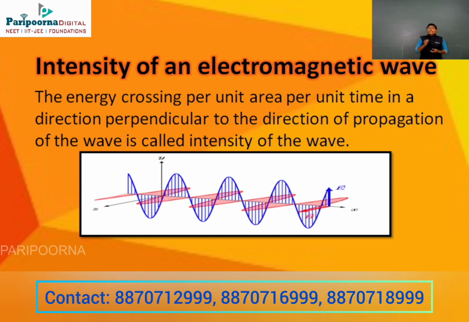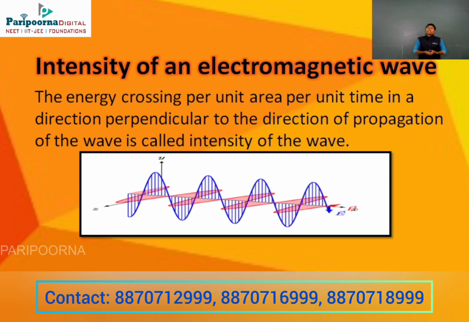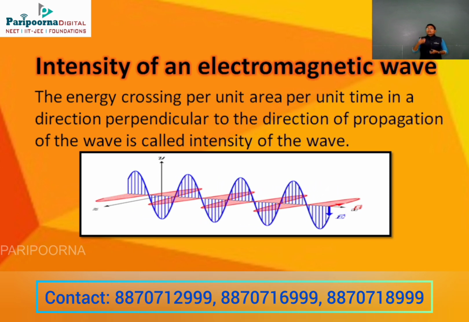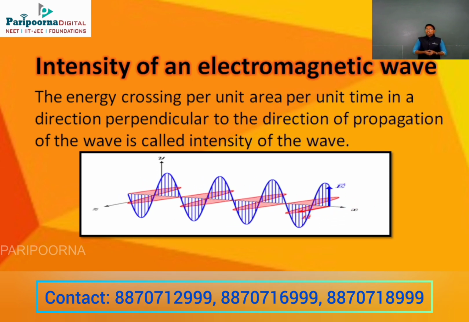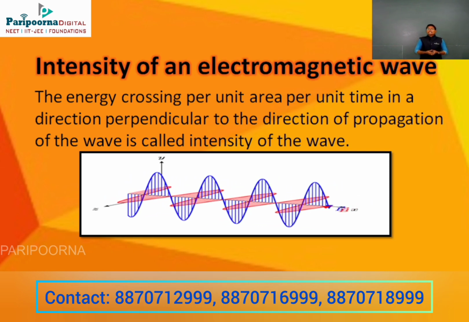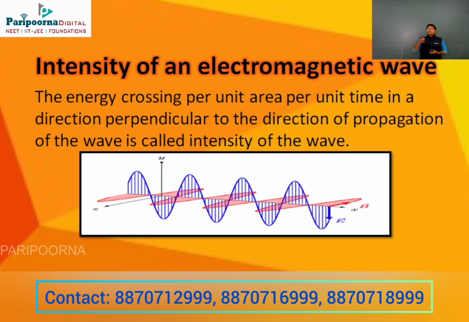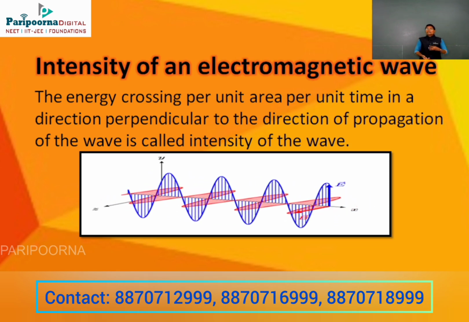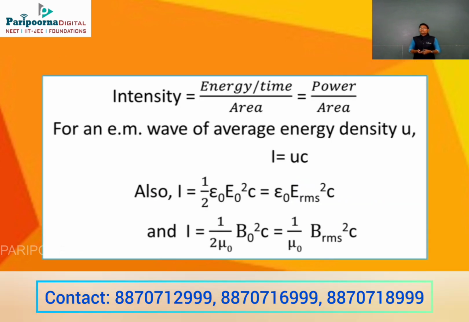Here comes the intensity of an electromagnetic wave. The energy crossing per unit area per unit time in a direction perpendicular to the direction of propagation of the wave is called the intensity of the wave. Can you observe it from the image? It is the energy crossing per unit area per unit time in the direction of propagation of the wave.